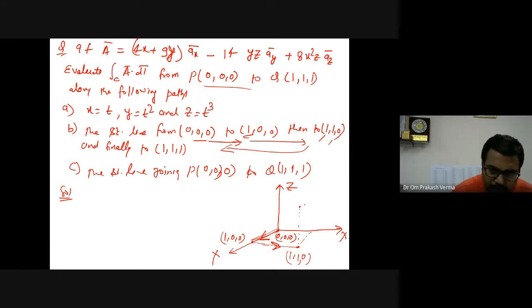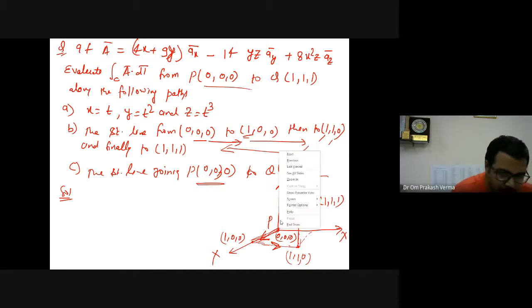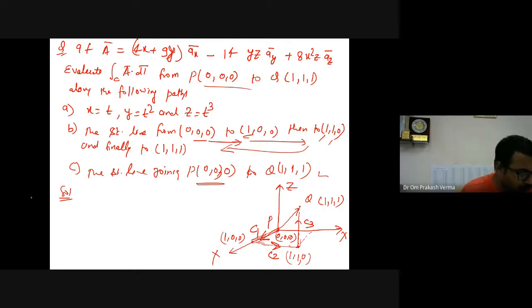So this is the P point, and this one is the Q point, which is (1,1,1). The line joining P to Q is this one, and path C represents this line. However, B represents this to this to this, in this direction. Coming from point P, let's say this is the C1 curve, this is the C2 curve, and this is the C3 curve. Now we are calculating one by one.